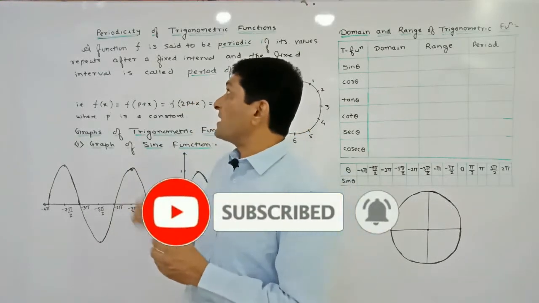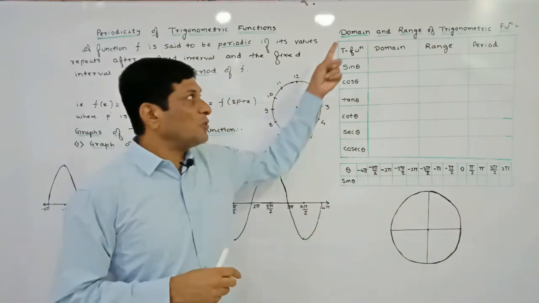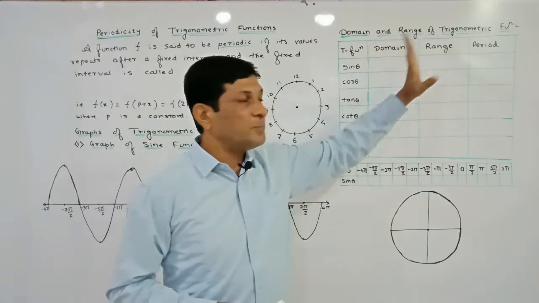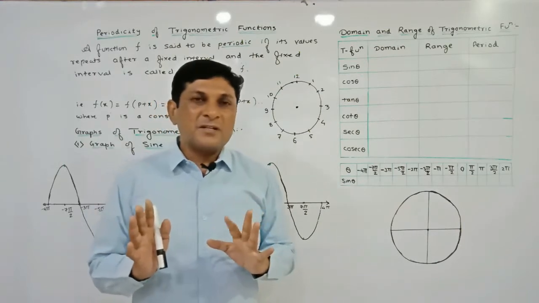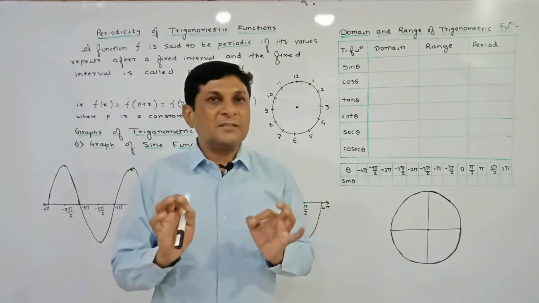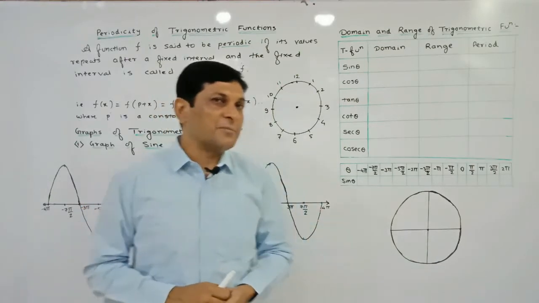So today we are starting periodicity of a trigonometric function and how to find the domain and range of trigonometric functions, means domain, range and the period of a trigonometric function. So first let us try to understand what is the meaning of periodicity. We will try to understand the concept of periodicity just by considering one simple example of a clock.